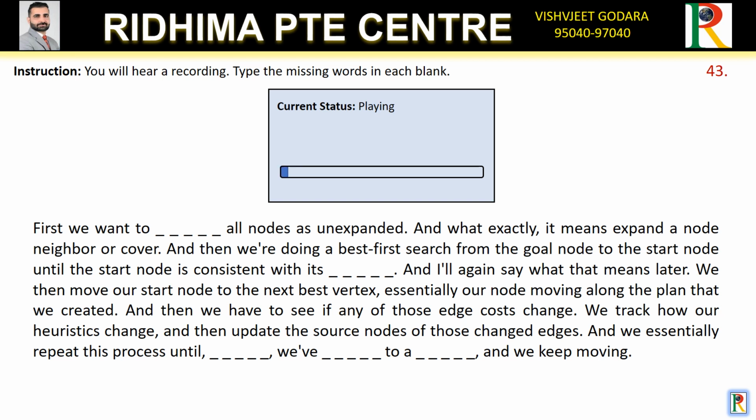Firstly, we want to initialize all nodes as unexpanded, and what exactly it means to expand a node, I'll cover later. And then we're doing a best first search from the goal node to the start node until the start node is consistent with its neighbors. And I'll again say what that means later. We then move our start node to the next best vertex, essentially moving along the plan that we created. And then we have to see if any of those edge costs change. We track how our heuristics change, and then we update the source nodes of those changed edges. And we essentially repeat this process until again we've converged to a solution and we keep moving.